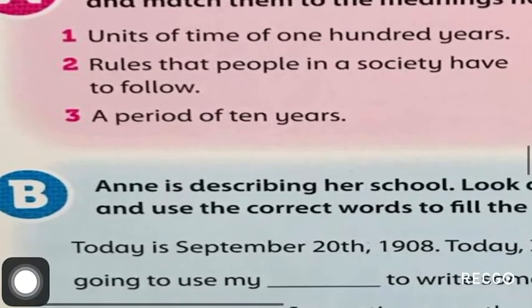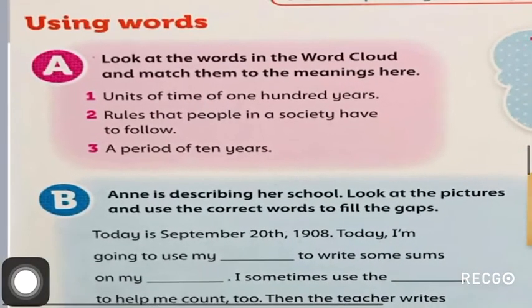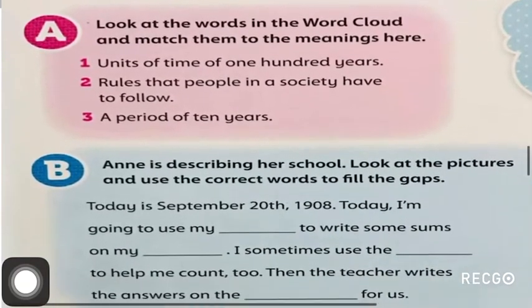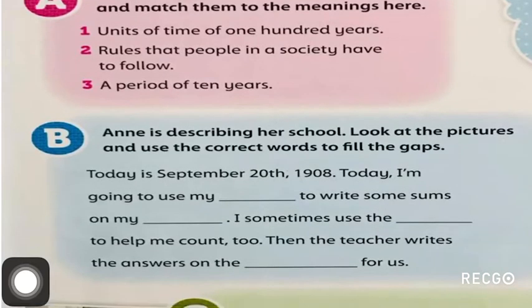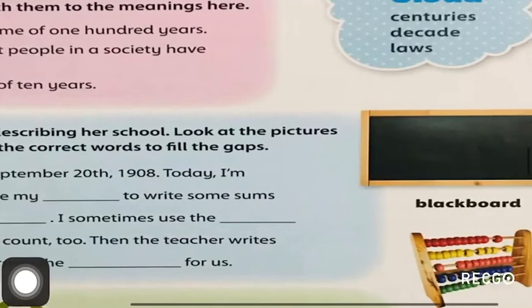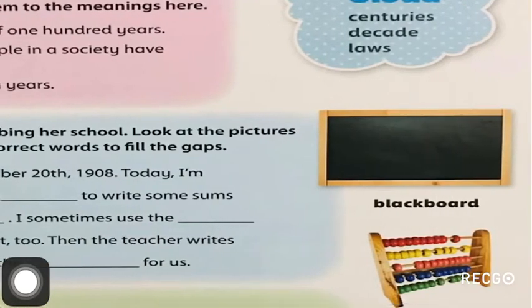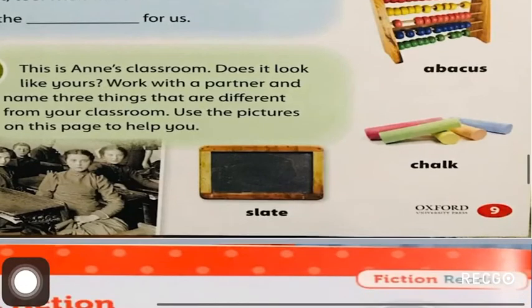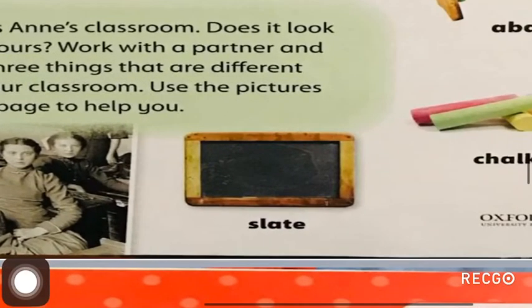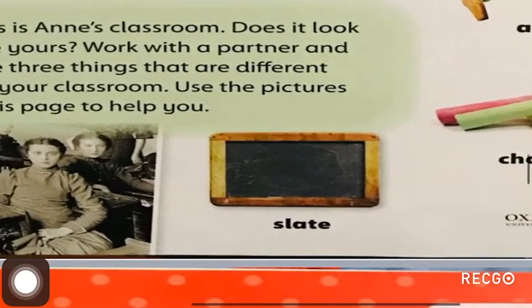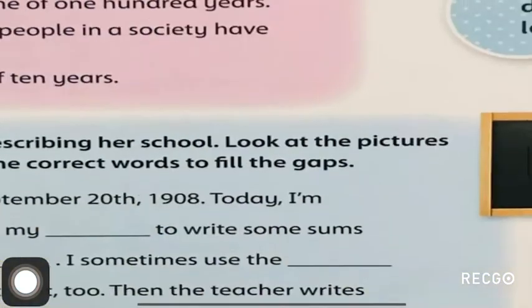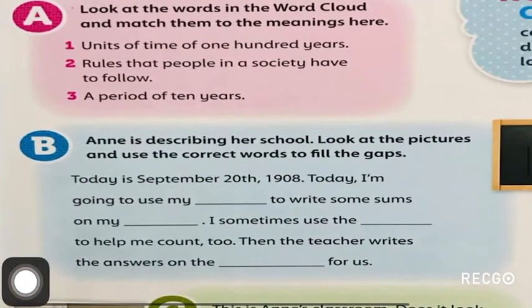In the same way, exercise number B is also about 4 blanks. The question is, Annie is describing her school. Look at the pictures and use the correct words to fill the gaps. Now there are 4 blanks and there are 4 pictures. The first picture is a blackboard, the second is an abacus, the third is chalk, the fourth is a slate. These are the 4 pictures and these are the 4 blanks. You will write the answers after understanding exercise number B.